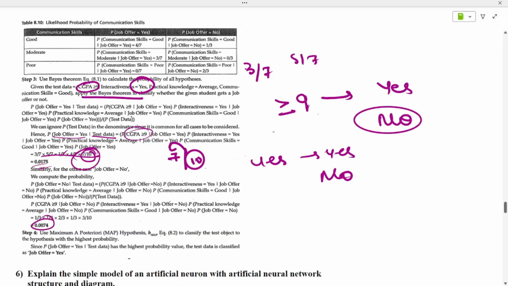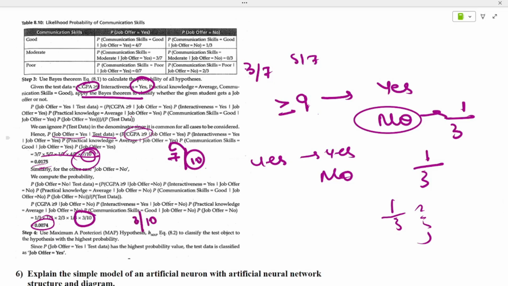Here you will be getting for no, that is CGPA greater than or equal to 9, but the job offer is no, how many? Total is 3, but in that 1 it is there. And next is 1 by 3, 1 by 3 and 2 by 3. In this the total data set is 10. In that 7 is job offer yes, means 3 is job offer no. So you'll be multiplying that, you got this value. But the value which is greater here is 0.01. 0.01 is greater than 0.00, so you'll be considering it as job offer yes. That's all for this.